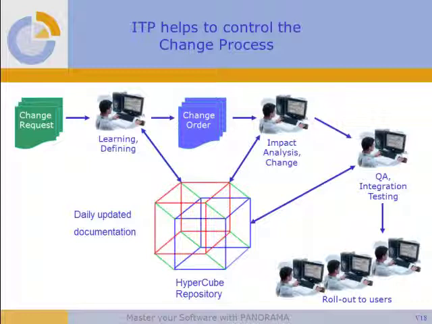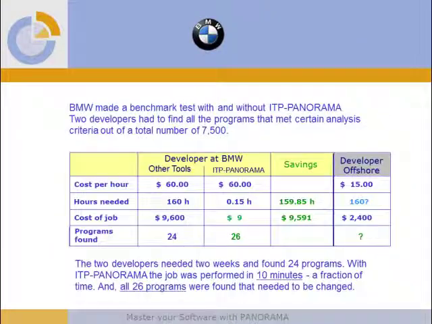ITP helps to control the change process. It starts with a change request. The architect looks for the impact of the change to the entire system. Then the developers change the software. The quality assurance checks it and then it goes out to the users.